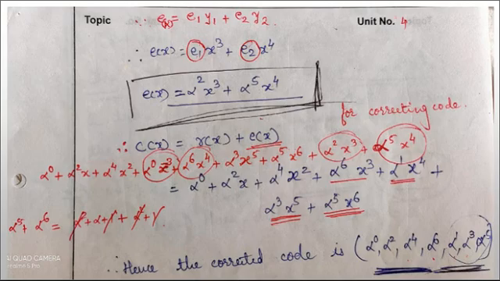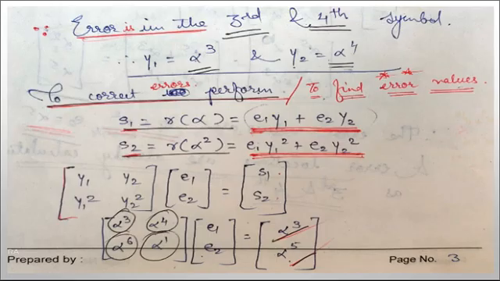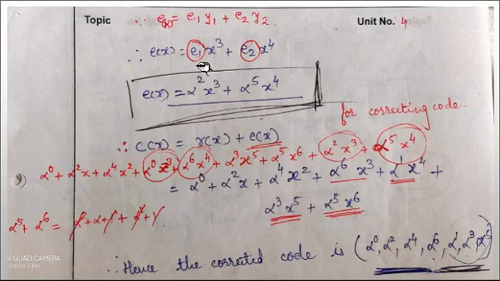E1 is obtained as alpha square and E2 as alpha raised to 5. Now once this is done, what exactly is the error polynomial? See here, E of x is equal to alpha square x cube. This is the third location. Alpha raised to 5 is the fourth location. This is how the E of x is obtained.